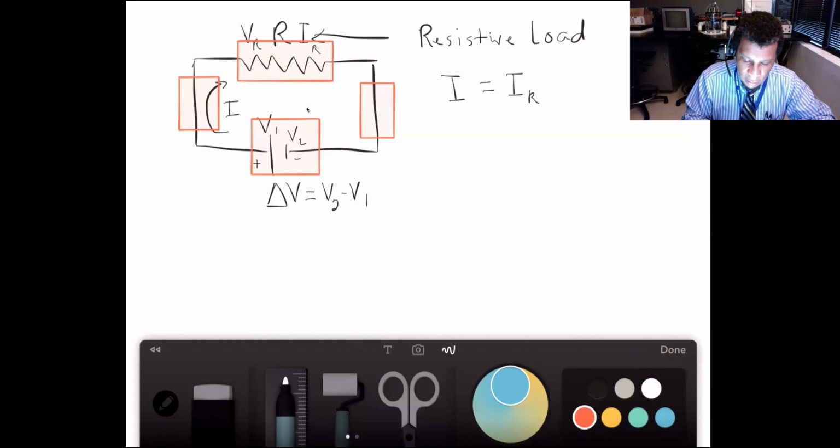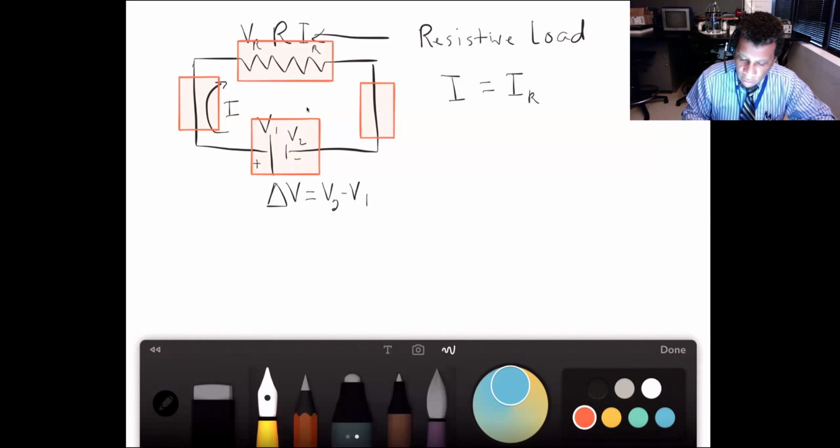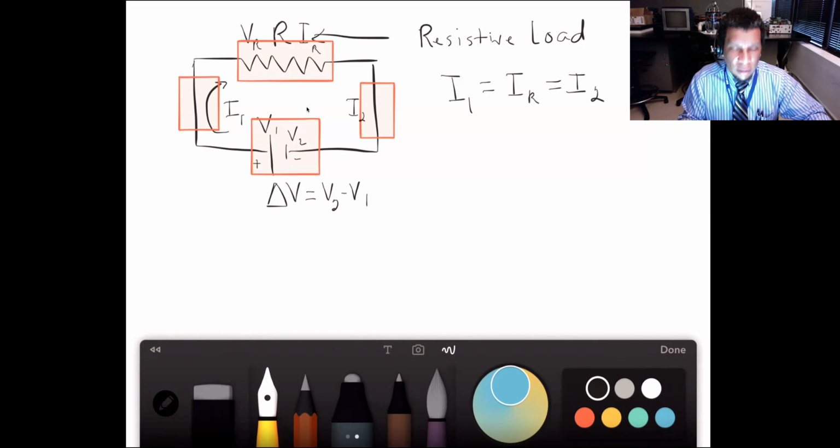Okay. If I needed to write this out a little bit more explicitly, I could say I1, I could say I2, and then I could say I1 is equal to I_R, or the current going through the resistor, is equal to I2. That's really what I'm trying to illustrate right there. So we typically just call it I for I1 and I2. All right, moving on.